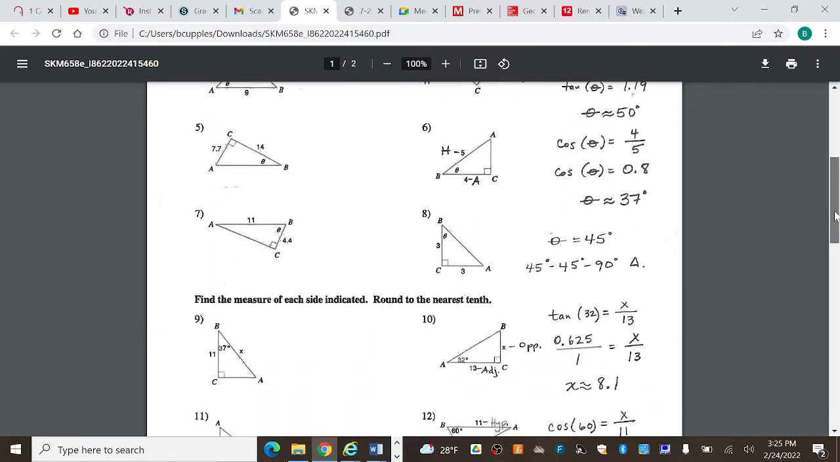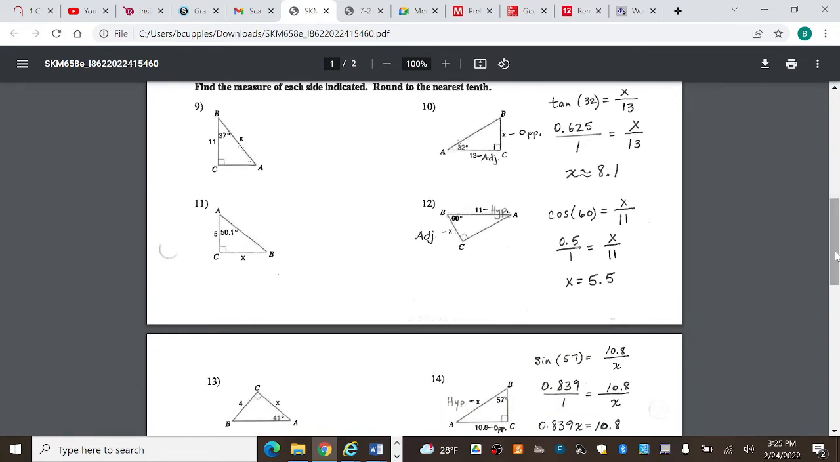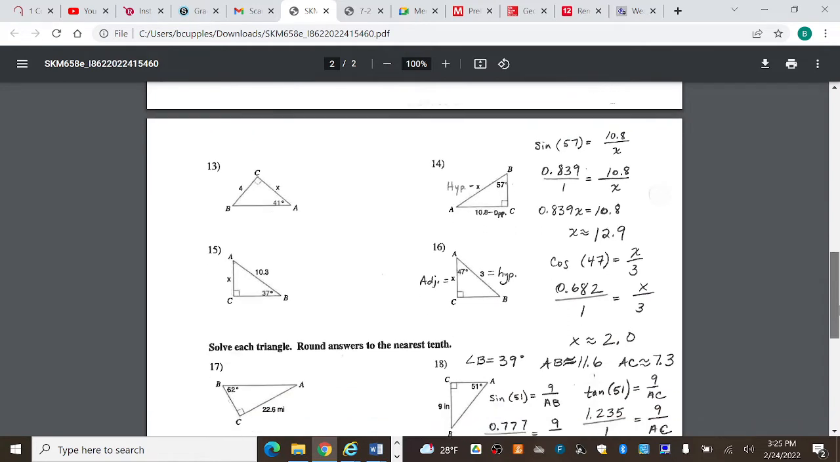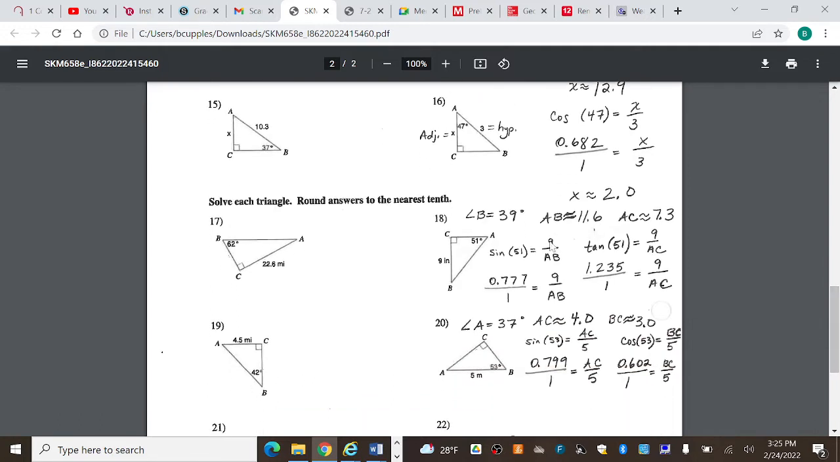You have to know how to set these trig functions up, sine, cosine, and tangent, and you have to know how to accurately solve for the unknown lengths, okay? So as we scroll down here, again, look over everything. Numbers 18 and 20, the very last two, I have put down the answers over here at the top of the problem and then tried to show the work, okay?